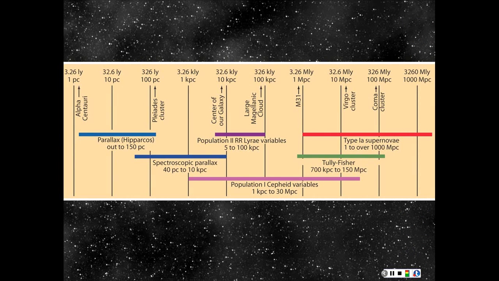And so here we have what is basically a summary of this. Close by we use parallax out to a few hundred parsecs. And then we can use spectroscopic parallax, which is actually kind of similar to main sequence fitting, which is not mentioned on here, but this is basically the range of main sequence fitting here. So we've got some overlap, and these ones get to calibrate this section.